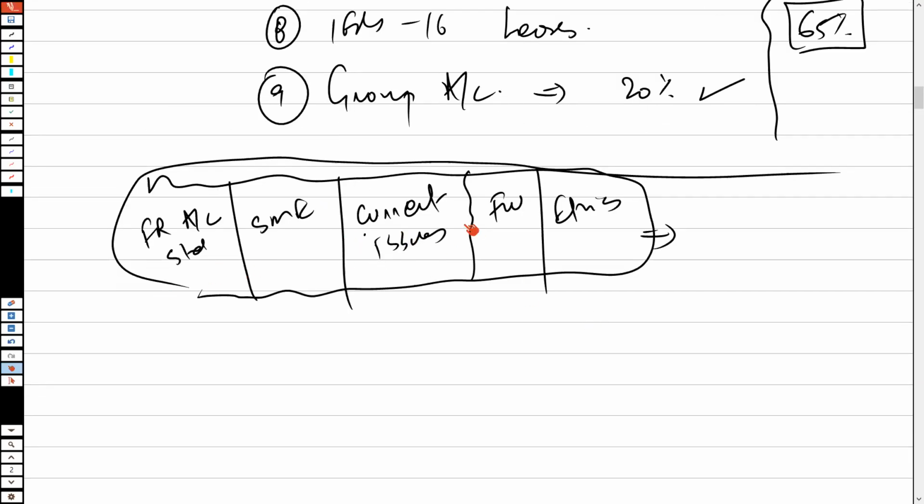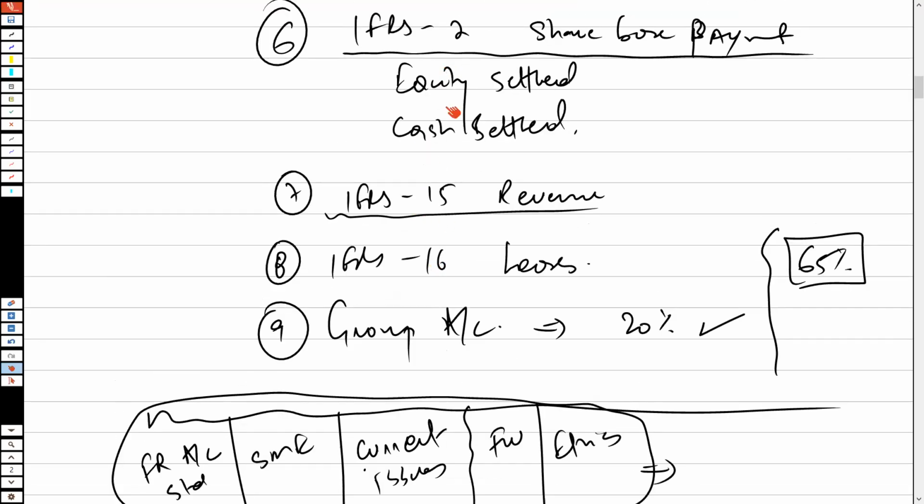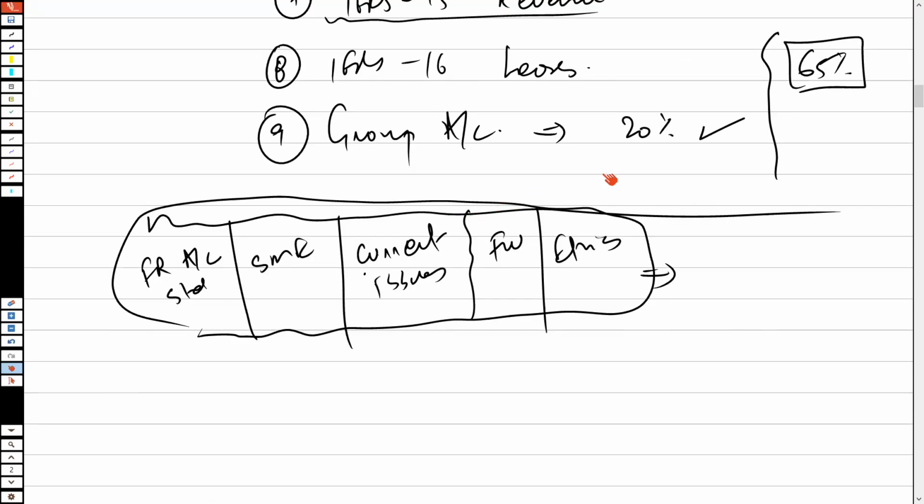Let's discuss further. So basically, instead of focusing on other areas, you rather focus on these and you'd be able to get a good head start.